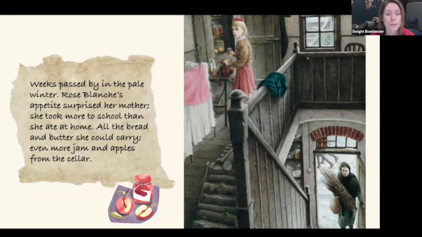Can you make any inferences about what she's doing with this food? Do you think she's eating it?